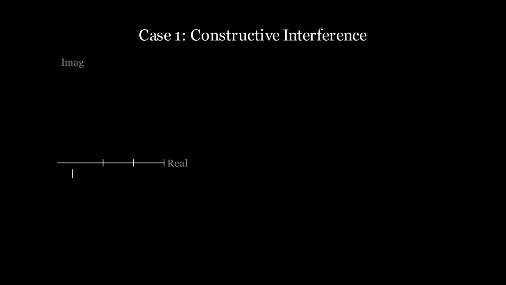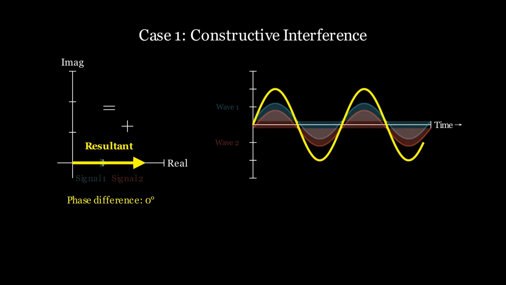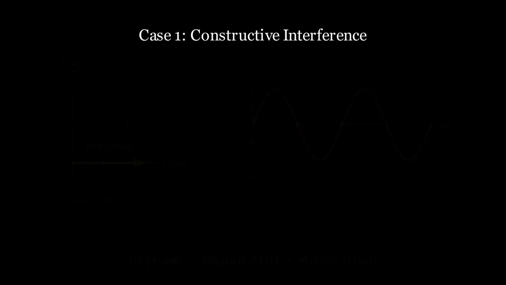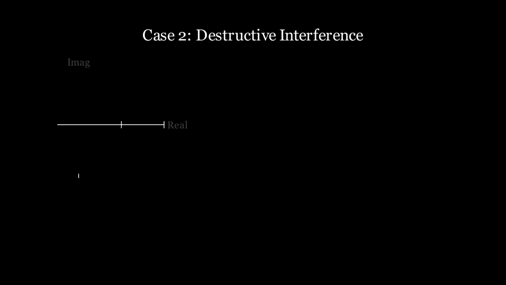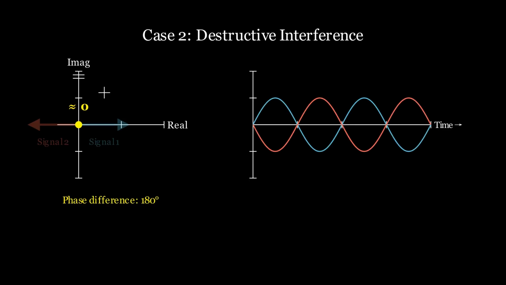Case 1. Both signals arrive in phase. Their phasors point the same direction. We add them and get a strong resultant, a strong signal. This is constructive interference. Case 2. Signals arrive completely out of phase, 180 degrees apart. The phasors point opposite directions. They cancel out. This gives weak or zero signal.